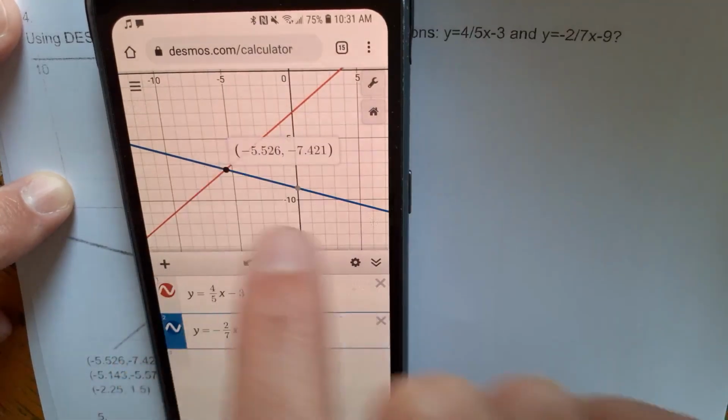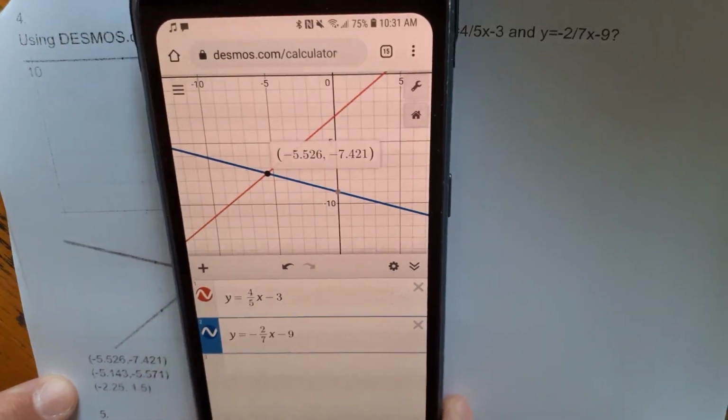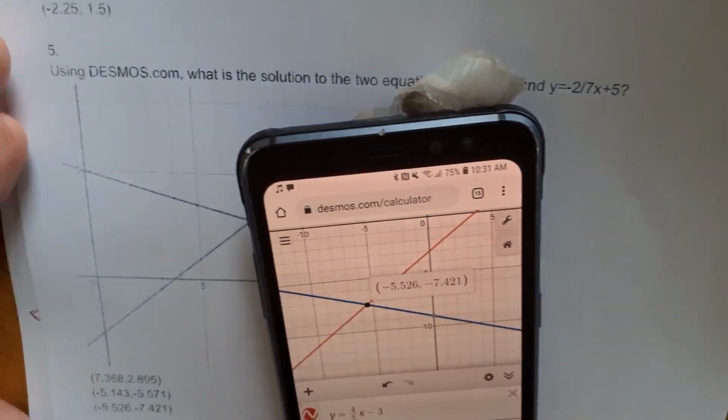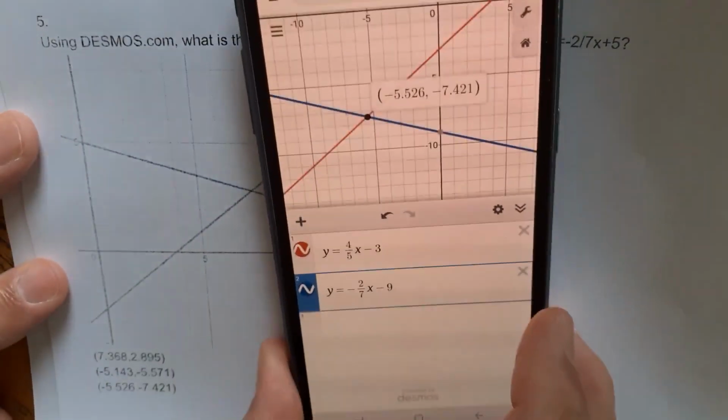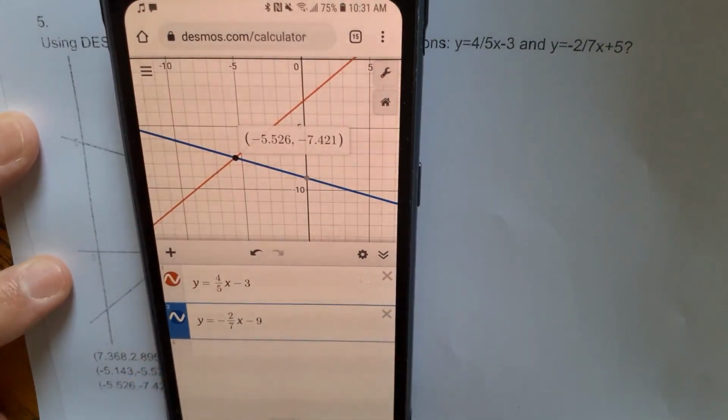So let's look at this solution. This is negative 5.526 right here and negative 7.421 right here. Just barely see that, all right? And that's all we're doing, practicing using Desmos and finding decimal intersections here, it looks like so far. So let's see what we got here.